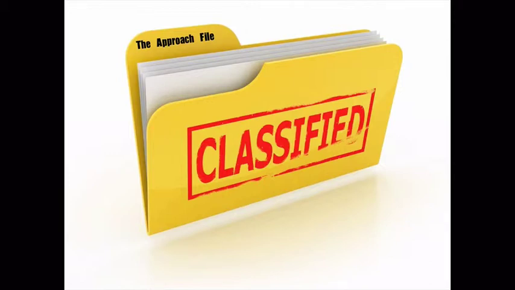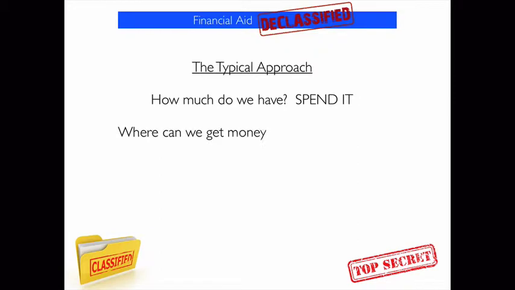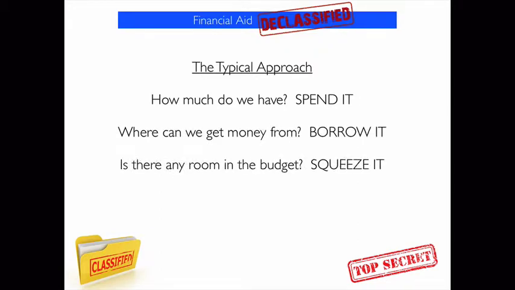Now, the typical approach to paying for college, I'm not saying this is you, but typically parents and students consist of: how much do we have, and then we spend it? Where can we get more money? Perhaps we'll borrow it. Is there any room in the budget? If there's even a little bit of room, we'll squeeze every drop we can out to be able to cover those costs. Or by the time most parents get to that point, they say, can we get financial aid? Once they go through the process of even thinking about it, they usually throw up their hands and say, we give up.